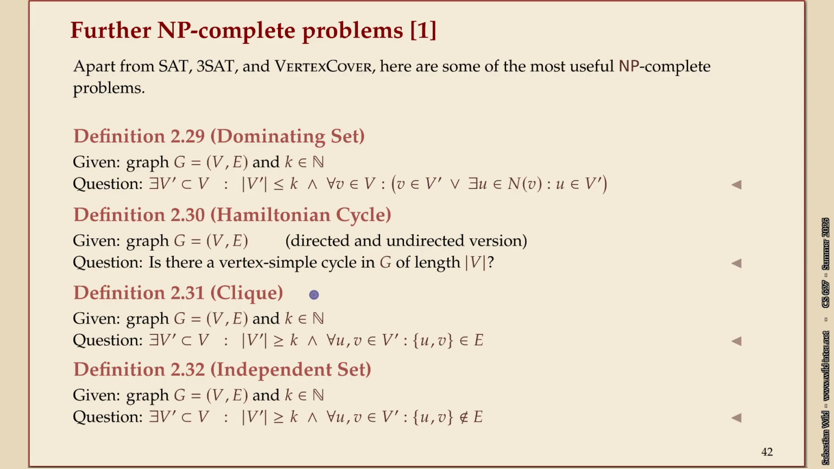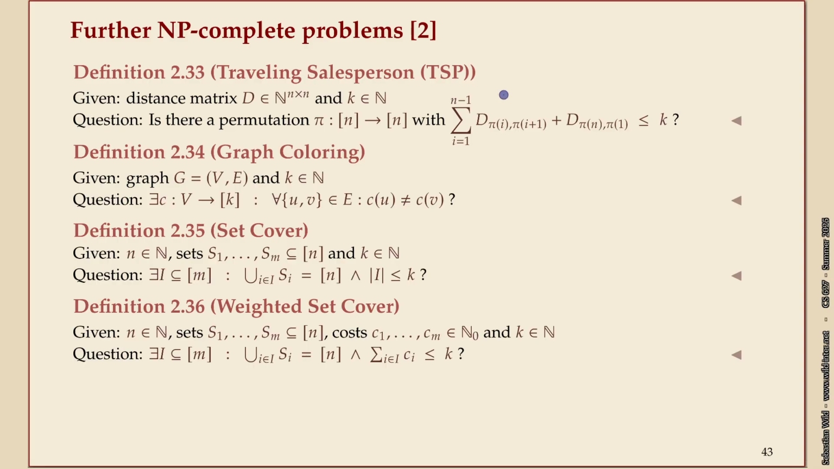Clique is, can you find in a graph a complete subgraph of a certain size where all possible edges are there? An independent set is the opposite. Can you find an empty subgraph of a certain size? Then we had the traveling salesperson problem, which appeared earlier on, so I don't want to repeat the definition. We'll come back to that in the next chapter.